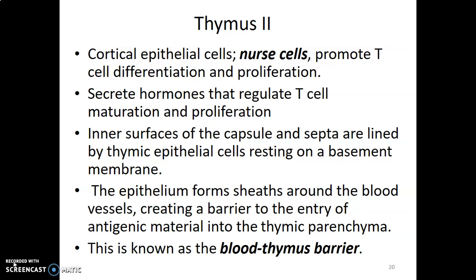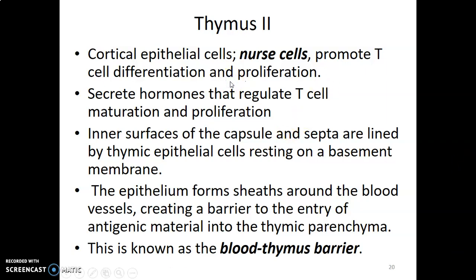So the two basement membranes of the epithelial cells and the capillary endothelial cells, plus the cells involved, form the blood-thymus barrier, and this barrier is able to protect the parenchyma of the thymus from antigenic material in blood. Blood has antigenic material or microbes. To prevent these microbes from entering the parenchyma of the thymus, you have the blood-thymus barrier. This barrier is formed by three things: the fused basement membrane, the endothelial cells of the capillaries, and the epithelial nurse cells of the thymus.